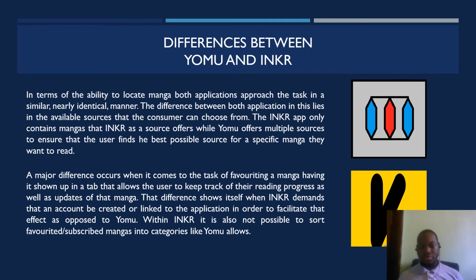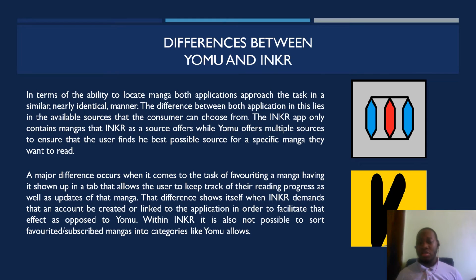Okay, continue. The differences between my application Yomu and INKR. In terms of the ability to locate manga, both applications approach the task in a similar, nearly identical manner. The difference between both applications lies in the available sources that the consumer can choose from. The INKR app only contains mangas that INKR as a source offers, while Yomu offers multiple sources to ensure that the user finds the best possible source for a specific manga they want to read.